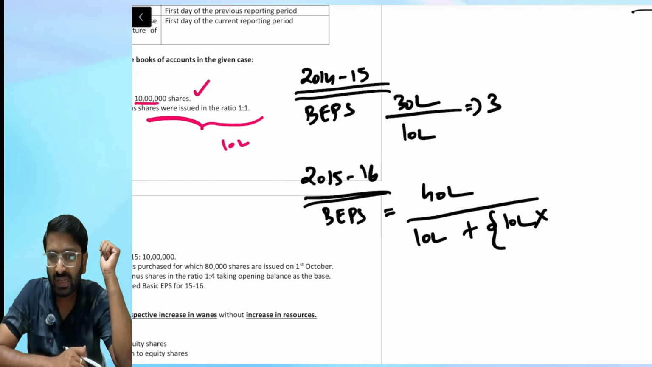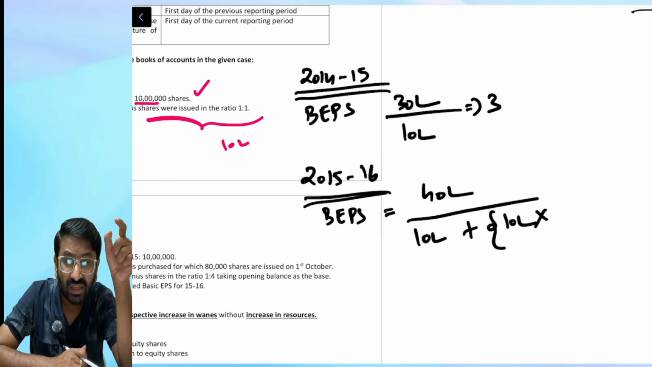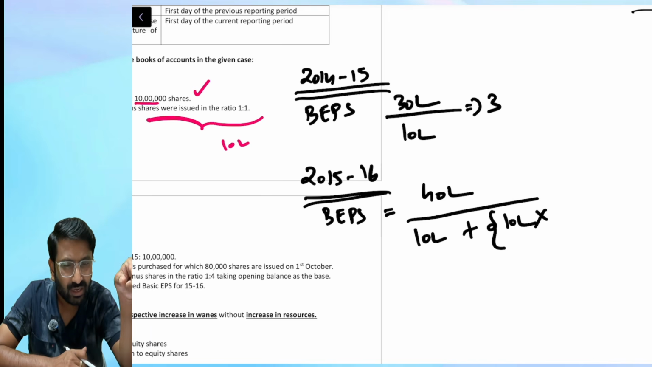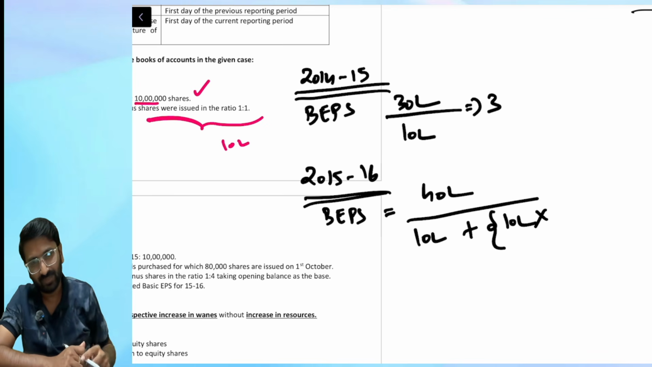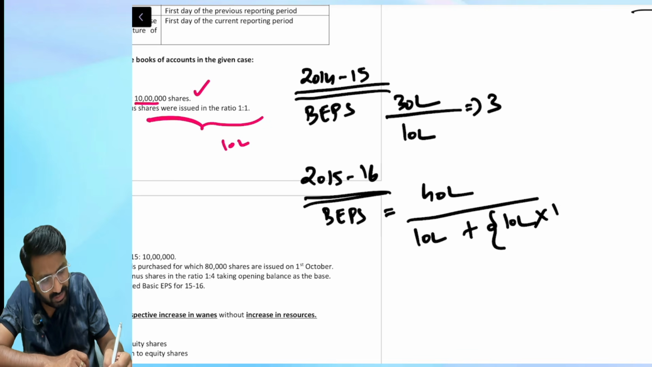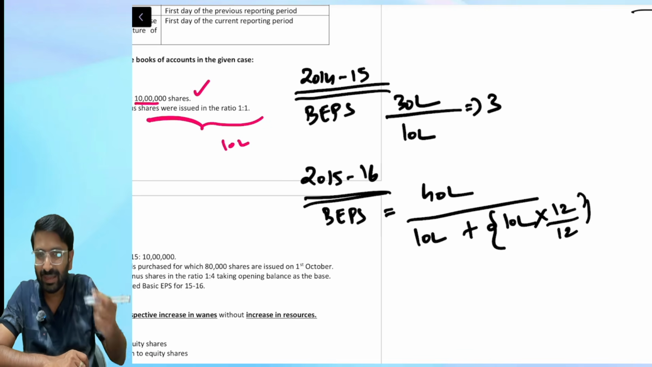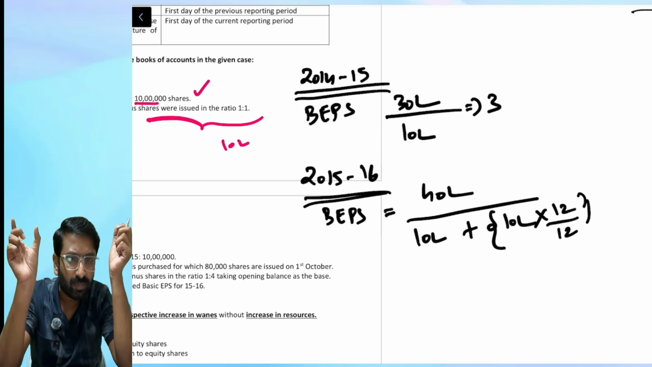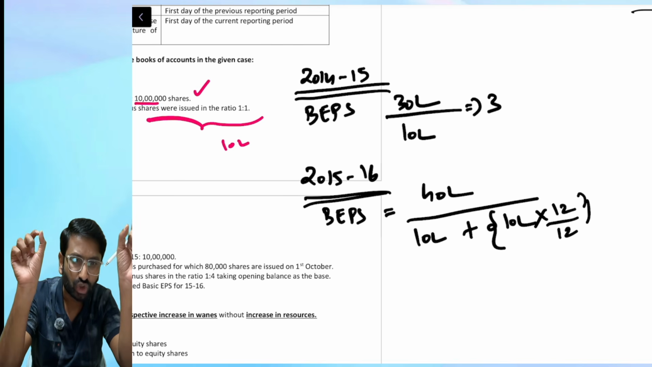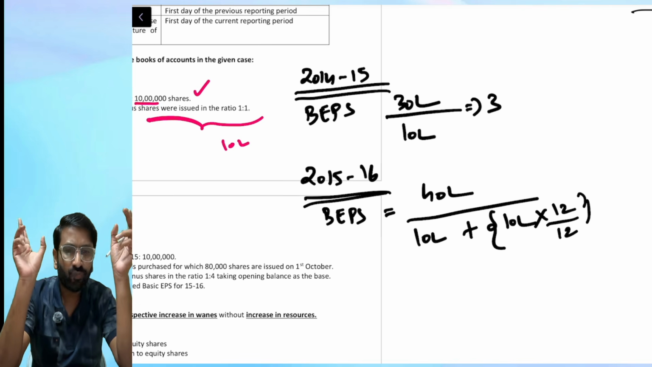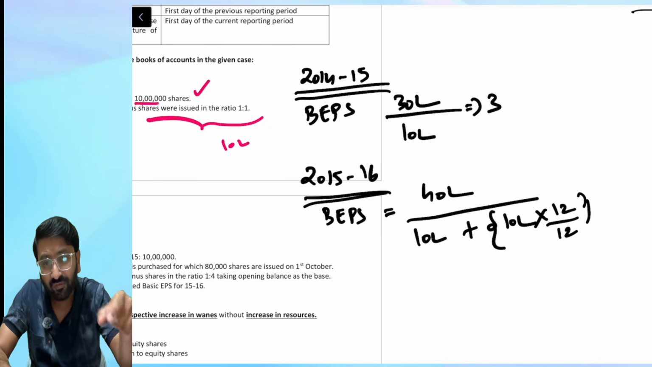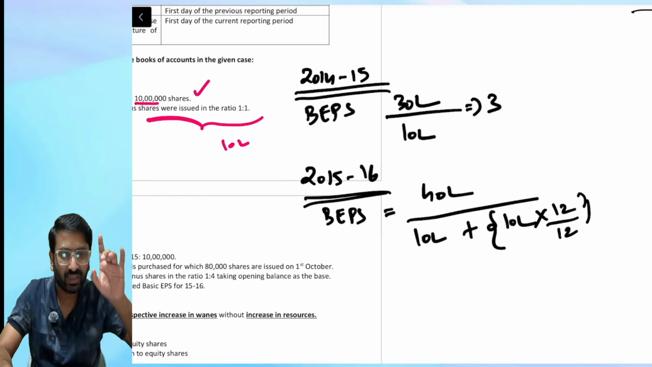Very, very important. So even though the bonus shares are happening in the current year, we assume that these bonus shares are there from the first day of last year. So if it is there from the first day of last year, when you are taking the weightage, you should take it as 12 by 12. Because in the current year, numerator, you are taking profit of only 12 months. In numerator, if profit is 12 months, in denominator, number also should be taken for 12 months only. So whenever there is a bonus issue in the question, we assume that the bonus shares are there from the first day of last year. With that assumption, we calculate it.